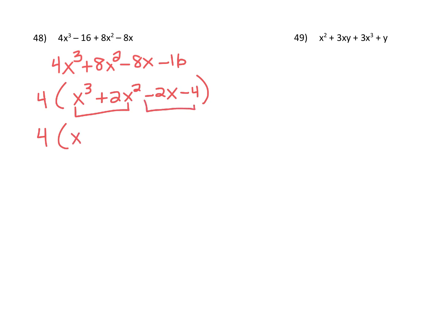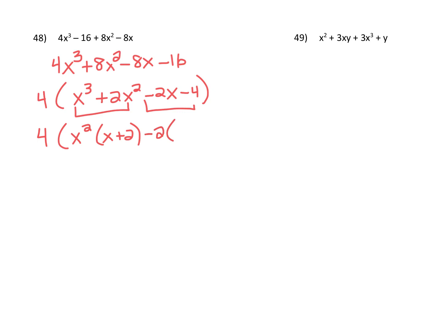Okay, so to the first two terms, I could factor out an x squared, which leaves me with x plus 2. Out of the next two terms, you want to decide, do I want to factor out a negative 2 or a positive 2? Well, if I want to be left with a positive x and a positive 2 in parentheses, I'm going to factor out the negative 2.